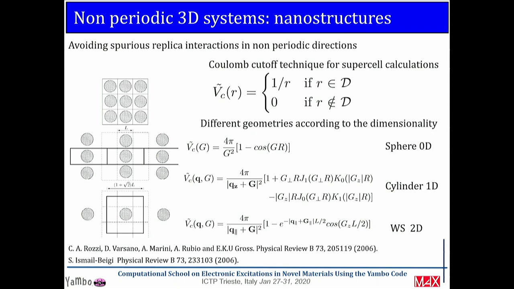Care has to be taken in the limit for Q equals 0, G equals 0 of this potential. Here you don't have any problem, but here you have divergences that are not anymore 1 over Q squared, but 1 over Q in this case. It is logarithmic in this other case. You should take caution when dealing with the limit of Q equals 0. That's when you're interested in calculating optical absorption.